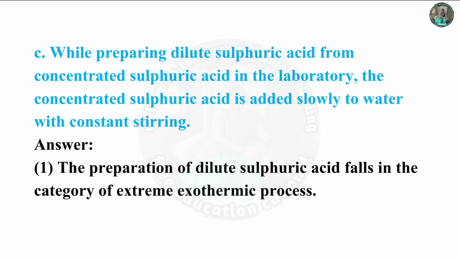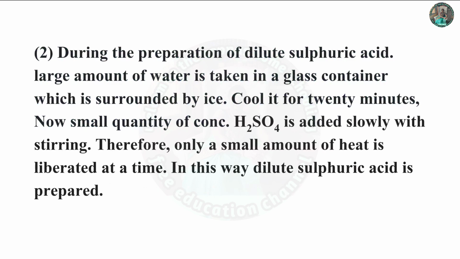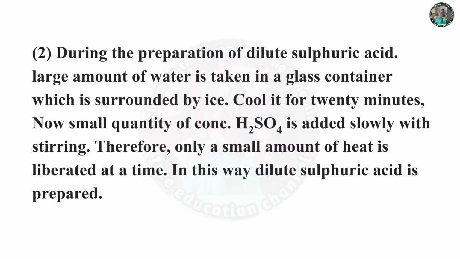C. While preparing dilute sulfuric acid from concentrated sulfuric acid in the laboratory, the concentrated sulfuric acid is added slowly to water with constant stirring. Answer. The preparation of dilute sulfuric acid falls in the category of an extremely exothermic process. During the preparation, a large amount of water is taken in a glass container which is surrounded by ice. Cool it for 20 minutes. Now a small quantity of conc. H2SO4 is added slowly with stirring. Therefore, only a small amount of heat is liberated at a time. In this way, dilute sulfuric acid is prepared.